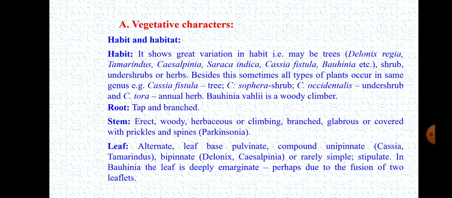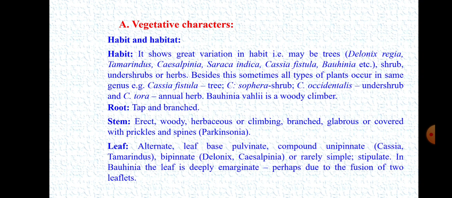Now let us focus on the vegetative characters as well as the reproductive floral characters. Vegetative characters, that is the habit of these plants, show great variation in habitat and habits. They may be trees, for example Delonix regia, which in Marathi we call Gulmohar. Tamarindus, Caesalpinia, Saraca indica, Cassia fistula, Bauhinia, etc. belong to the trees. Others are shrubs, undershrubs or herbs.